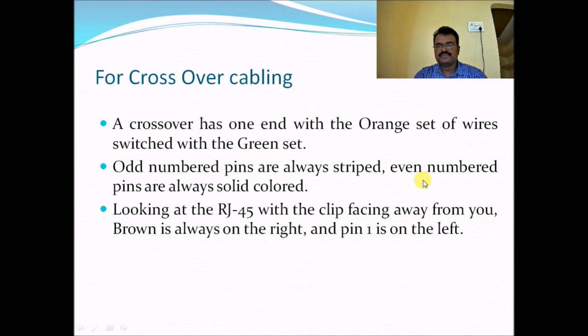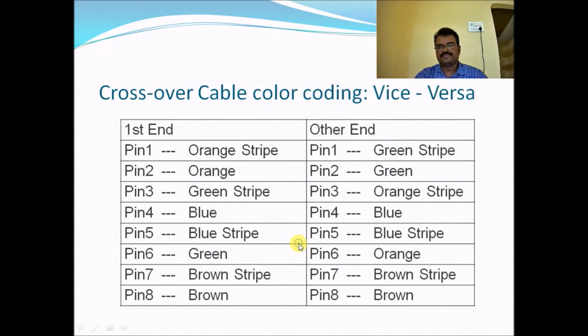If you want to prepare crossover cabling, we have to choose the crossover cabling methodology. A crossover has one end with the orange set of wires switched to the green set. Odd numbered pins are always striped, and even numbered pins are always solid colored. Looking at the RJ45 with the clip facing away from us, brown is always on the right and pin 1 is on the left. So this is the color coding, and vice versa in the crossover cabling.